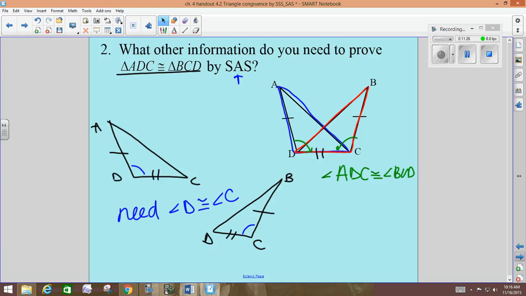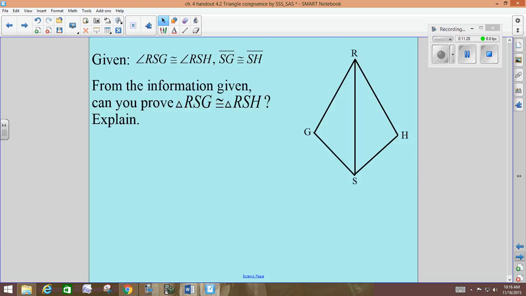All right, number 3. Given angle RSG is congruent to angle RSH, segment SG is congruent to segment SH, they want us to decide if we can prove that triangle RSG is congruent to RSH. So we're not writing a proof, we're just using this given information to conclude if we can actually prove that or justify that. Mark your picture based on the given.